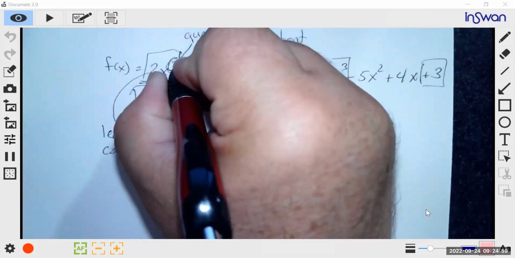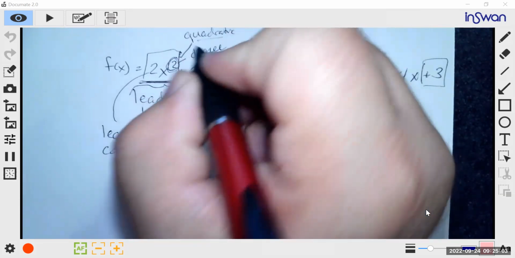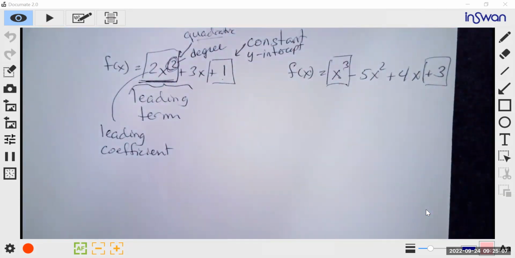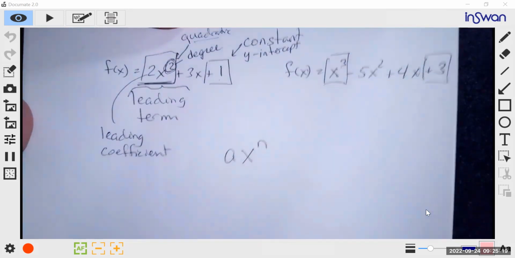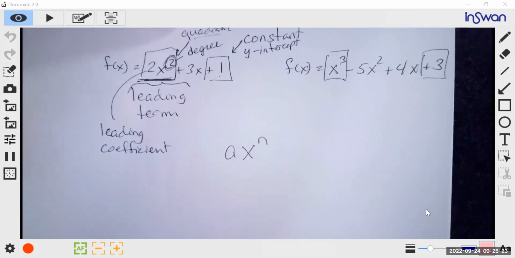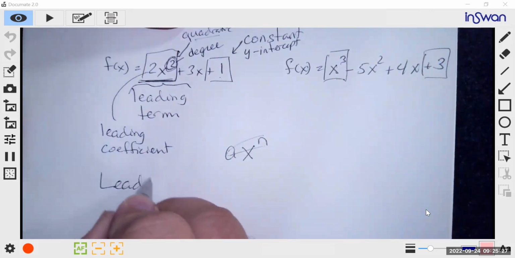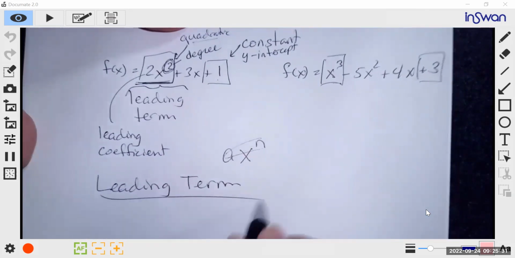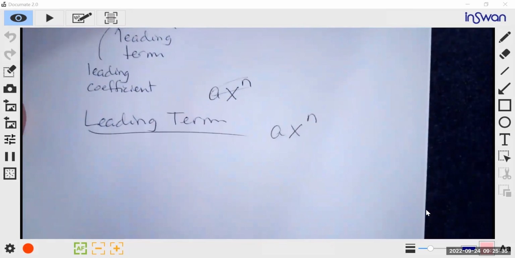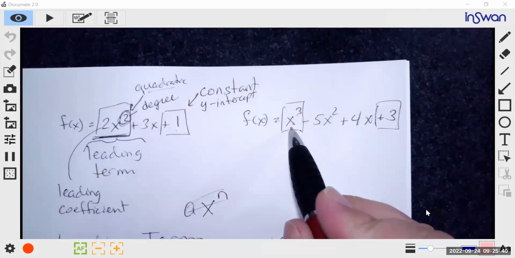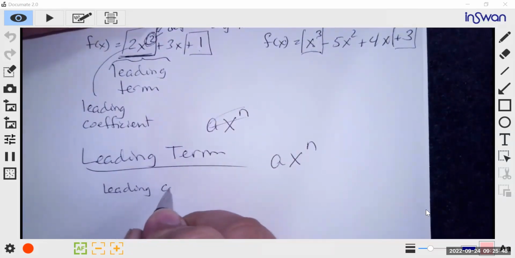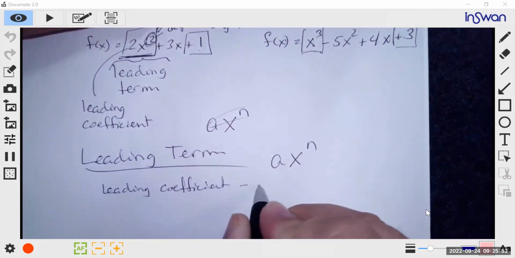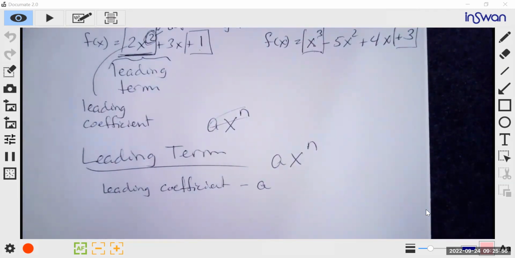The square, the power, tells us it's called the degree. So let's only look at the leading term. Let's see what it tells us and how we interpret it. The leading term, so it's a 2x squared here and the x cubed there. The leading coefficient is a. It's whatever is in front of the x is my leading coefficient.